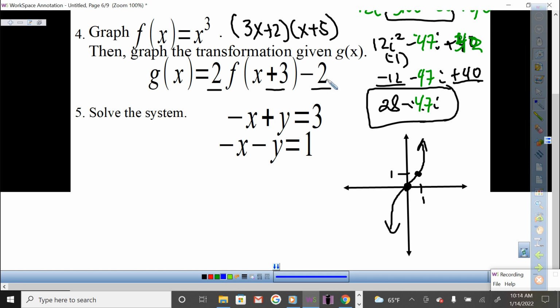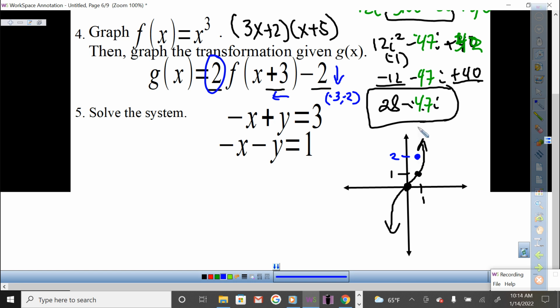So let's start with the movement. This is going to move it what? And this one? Left. So that means my vertex would be at negative 3, negative 2. Okay, so far so good. But what is this going to do? It's going to stretch it vertically. That means instead of being 1, 1, what is the multiplier now? 2. So it would be 1, 2.